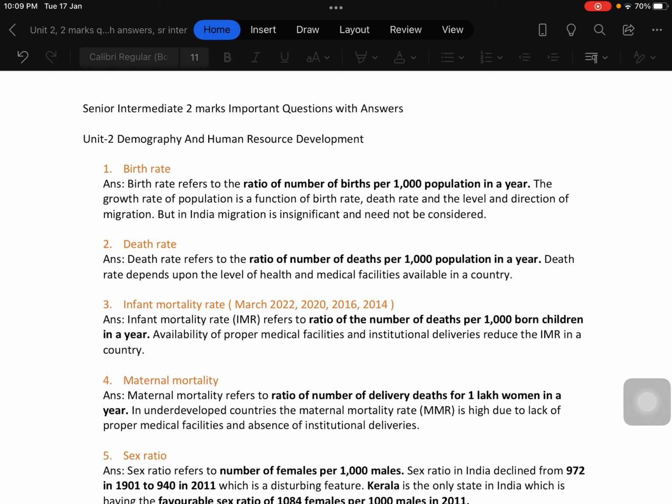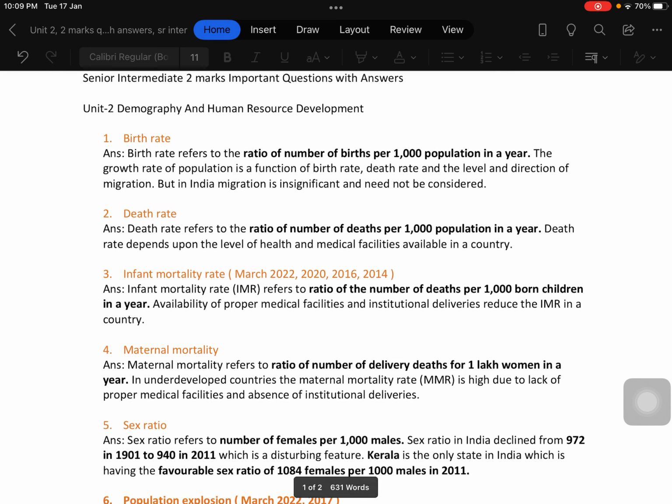Availability of proper medical facilities and institutional deliveries reduce the IMR in a particular country. Institutional deliveries means deliveries happening in hospitals or nursing homes. Okay. The fourth question is maternal mortality.